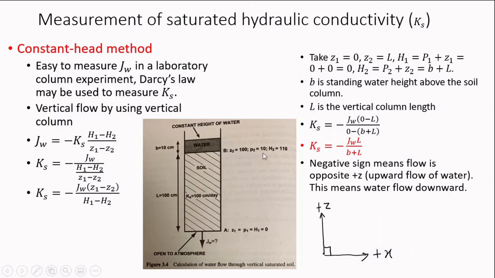So H2 is P2 plus Z2. In this case, P2 is actually the standing water, the hydrostatic pressure head in meters. So we replace it with B, and Z2 is the height of the soil column, which is L.